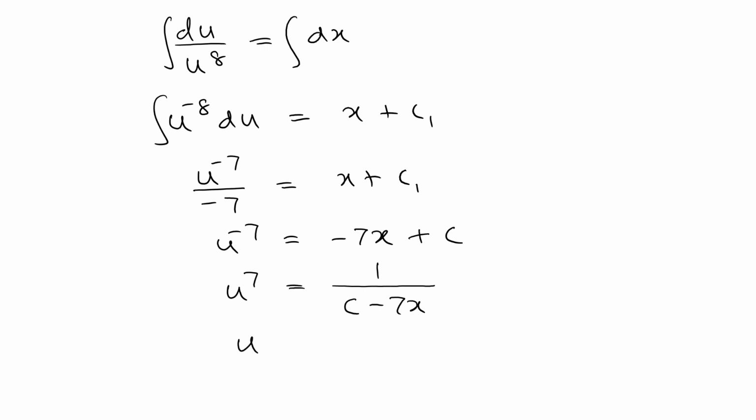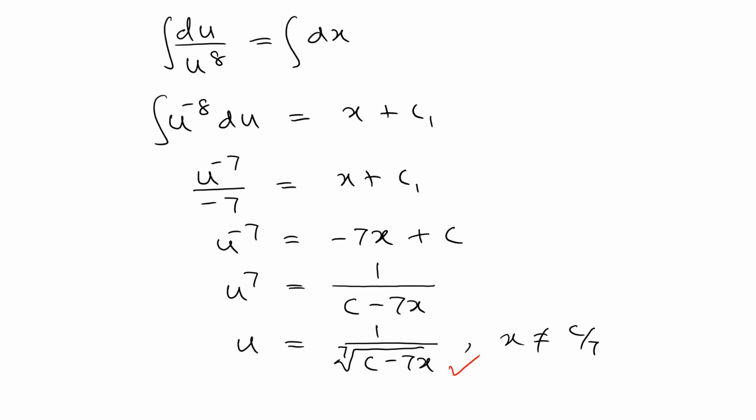If you do the 7th root, you see that you get 1 over the 7th root of c minus 7x. You can see that this is only valid when x is not equal to c over 7. So you have solved it for u.